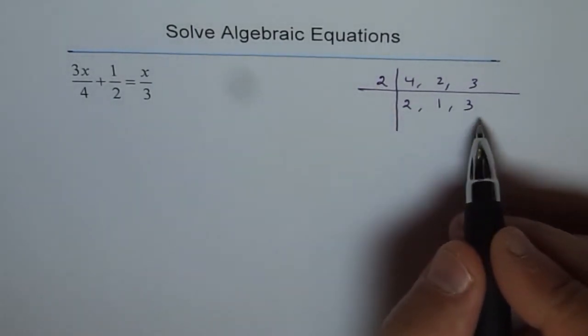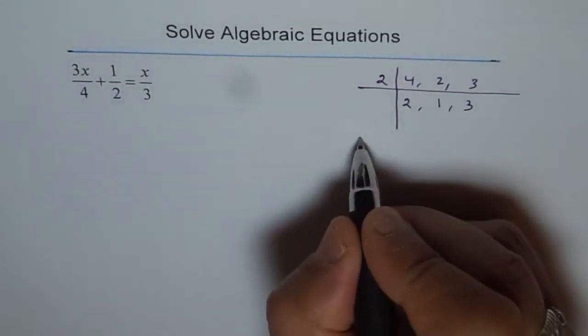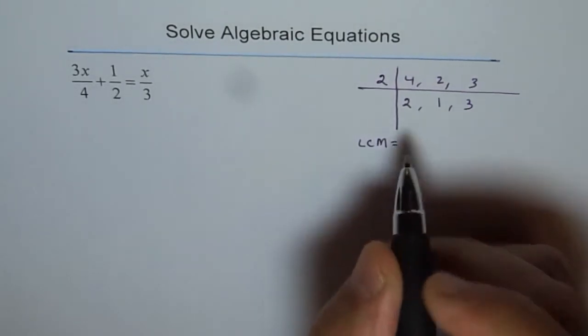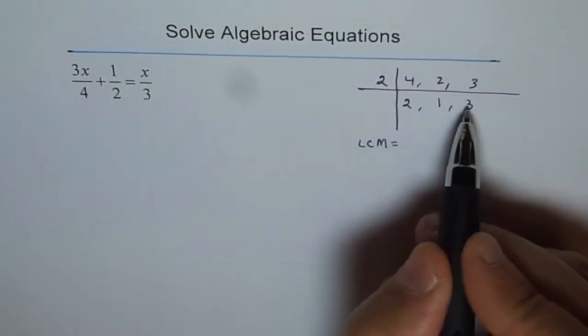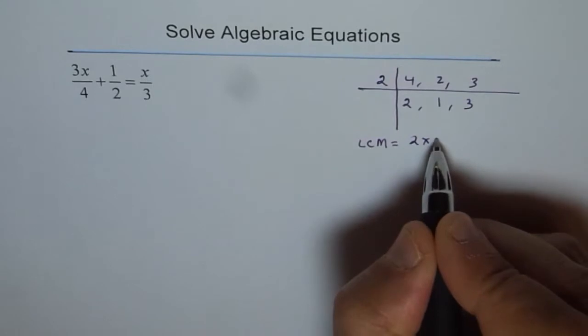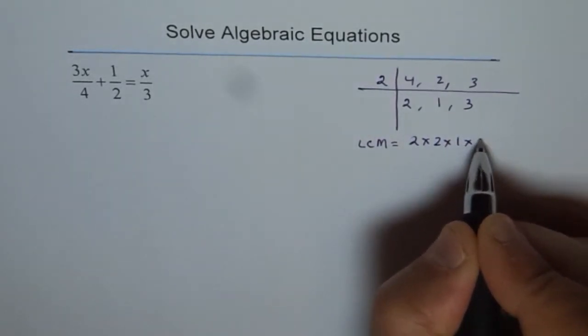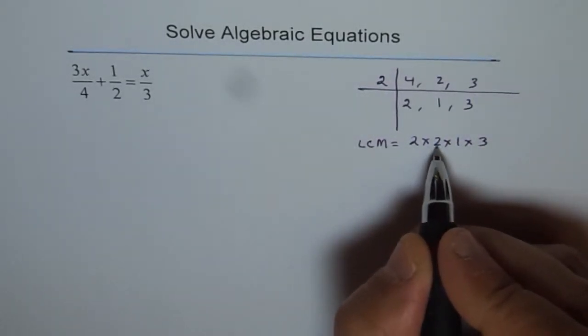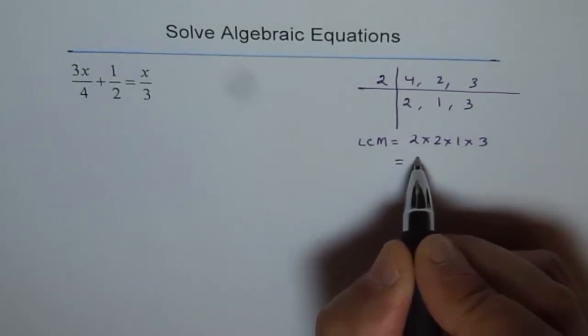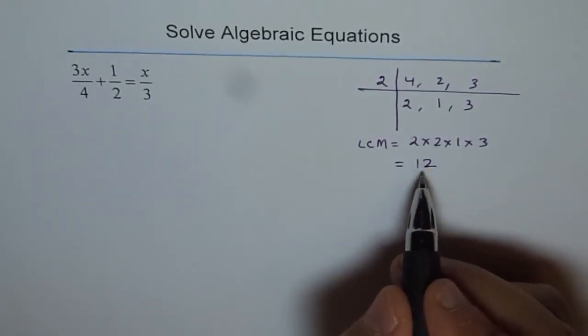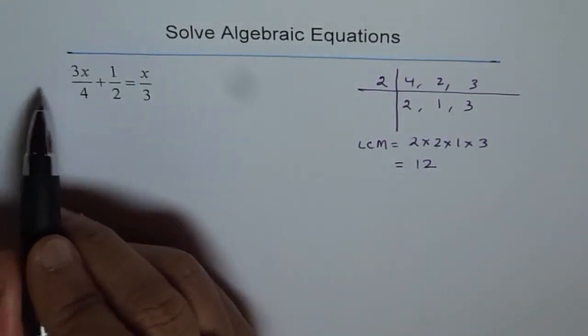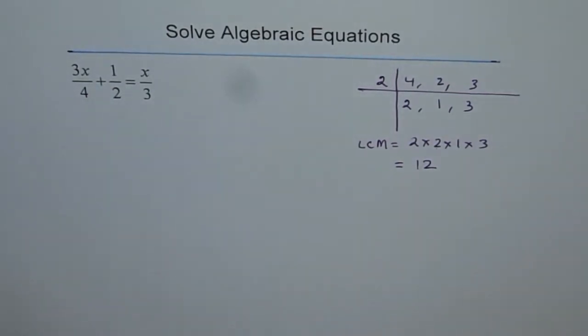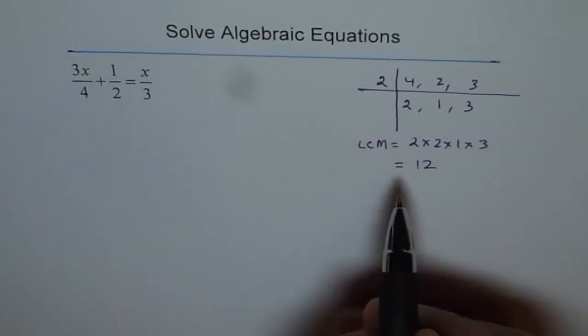Now that gives us the lowest common multiple. So we say our LCM is equal to 2 times 2 times 3. It is 2 times 2 times 1 times 3. So 2 times 2 is 4, 4 times 3 is 12. So we get an LCM of 12. So that is the number by which if you multiply all these terms, you will get rid of fractions, correct? So that is how we do it. So let's do that part.